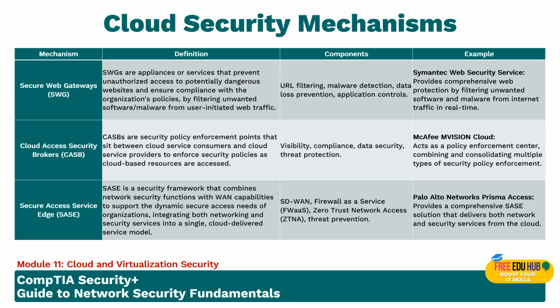If we talk about secure web gateway security, these are the appliances or services that prevent unauthorized access to potentially dangerous websites and ensure compliance with organization policies by filtering unwanted software and malware from user-initiated web traffic. The components could be URL filtering, malware detection, data loss prevention, and application control. Secure web gateways provide comprehensive web protection by filtering unwanted data, software, and malware from internet traffic in real time. As businesses face increasing threats from the internet, SWGs provide a proactive and dynamic line of defense, ensuring that only secure, compliant web traffic is allowed into the organization.